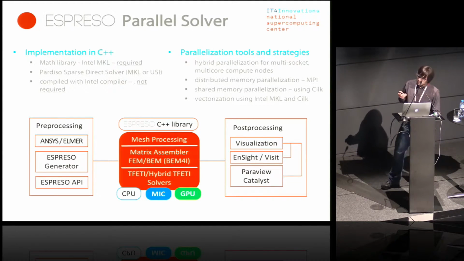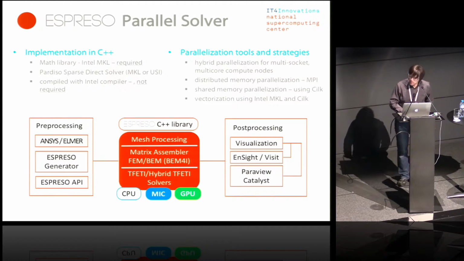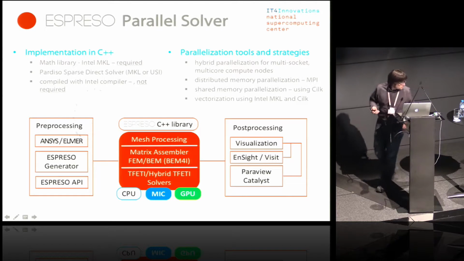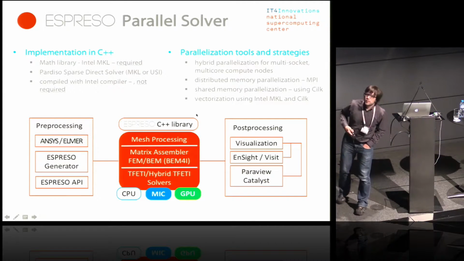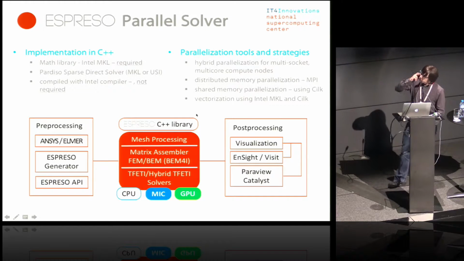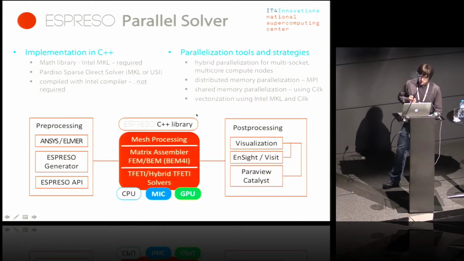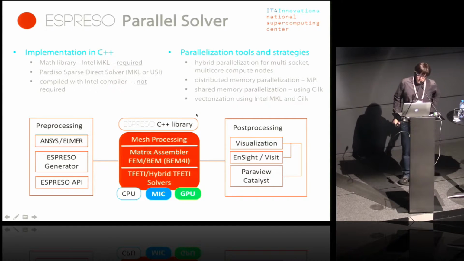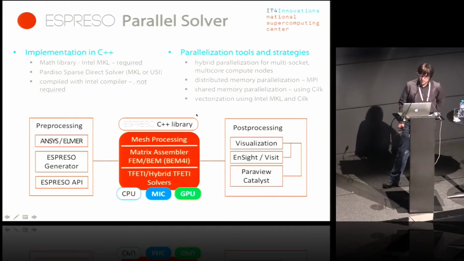So if we talk about the solver, the ESPRESO is implemented in C++. It's based on the MKL, and it heavily relies on the sparse direct solver. We use Pardiso most of the time, but we're also developing an interface for MUMPS right now, for PaStiX and different sparse direct solvers. Most of the time we use the Intel compiler, but it's not required.